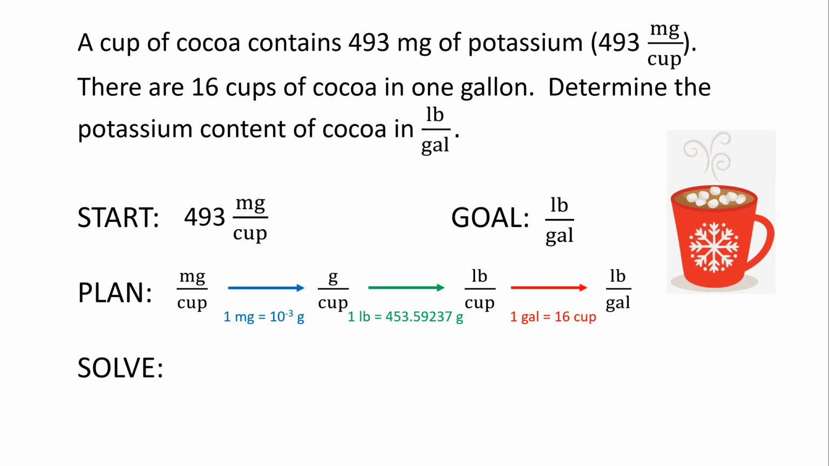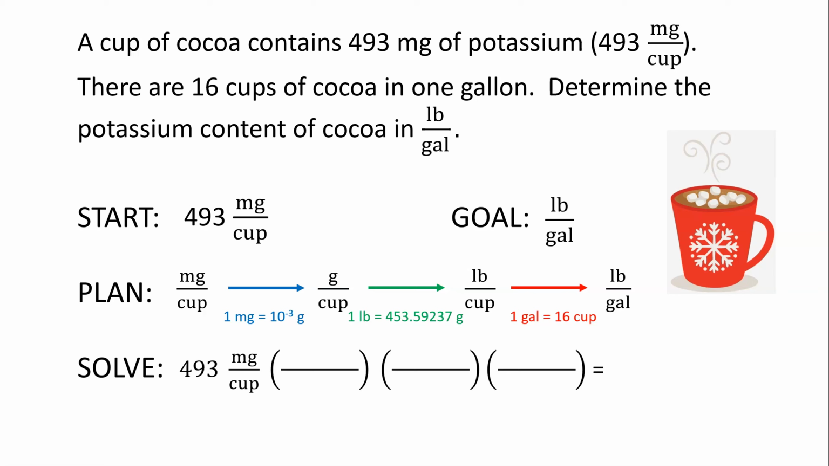So now we've done all the thinking. We've done the planning. We've located or remembered all of our conversion factors. So now we're ready to do the mathematical part of the problem. So we'll let the units do the work here to help us out. So we'll start with our 493 milligrams per cup.